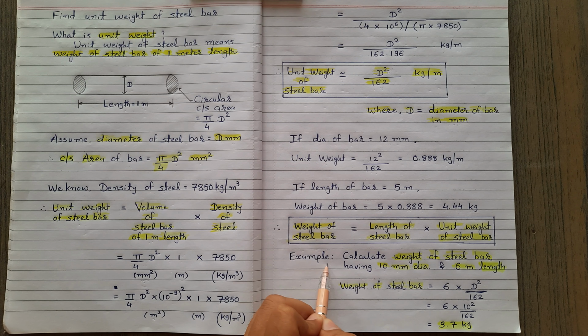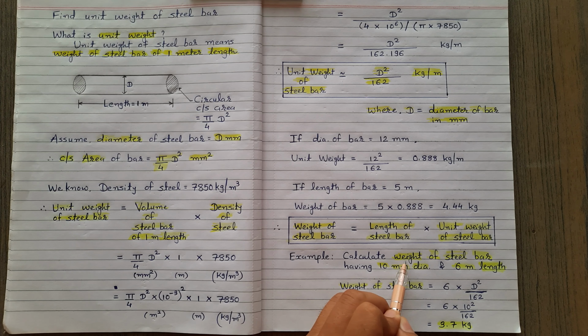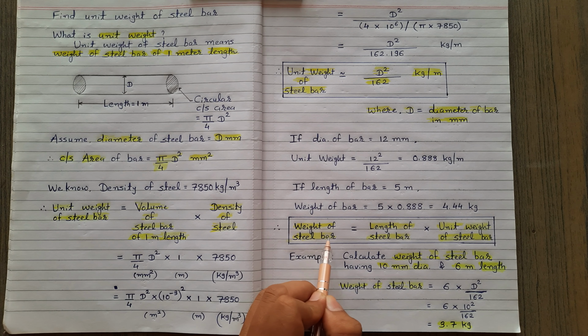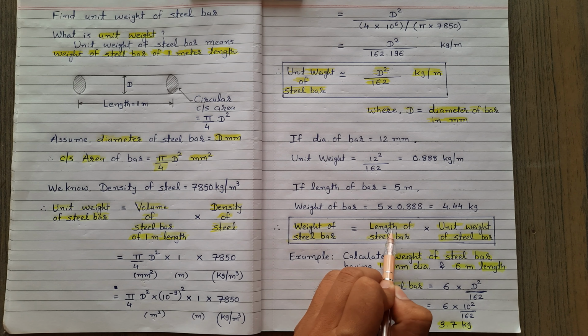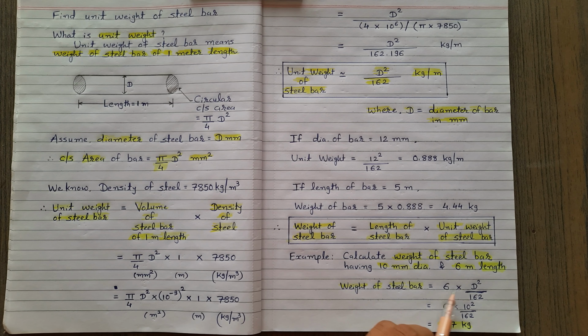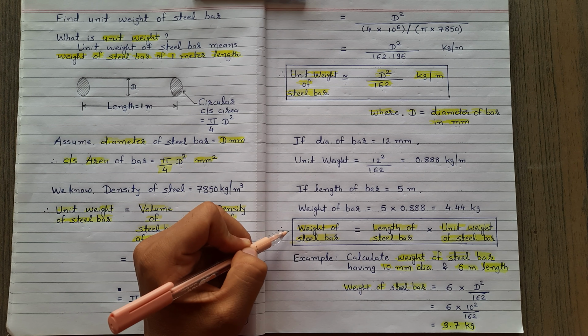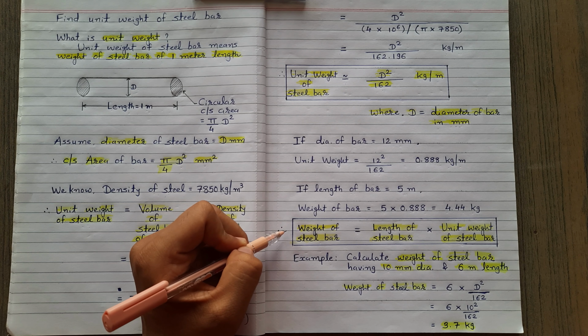Here we take one example. Calculate weight of steel bar having 10 mm diameter and 6 meter length. So weight according to this formula is equal to length into unit weight. Length is 6 meter, unit weight 10 square divided by 162 and we get 3.7 kg. So by using this formula, we can estimate the quantity of steel required on construction site.